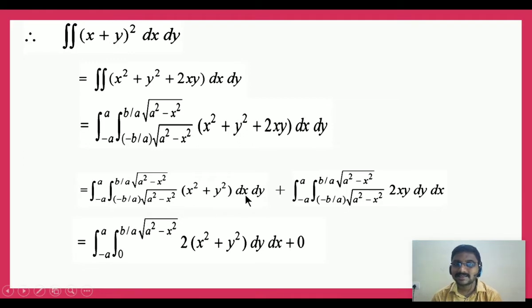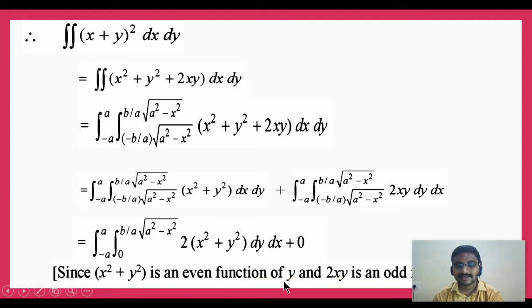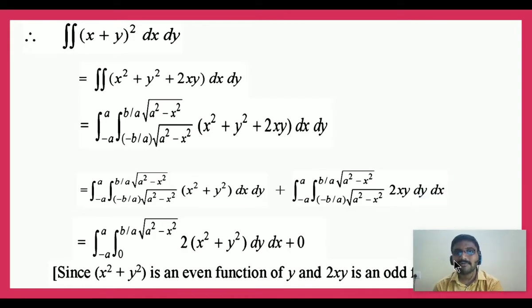In both cases, x is treated as constant, because in the double integral here, the inner integral is resolved first with respect to y and then x. While integrating with respect to y, we have to keep x as constant. So x square plus y square is an even function of y and 2xy is an odd function of y.